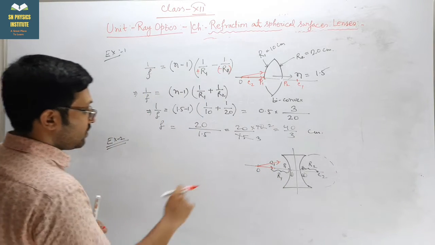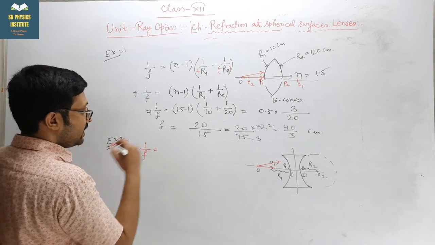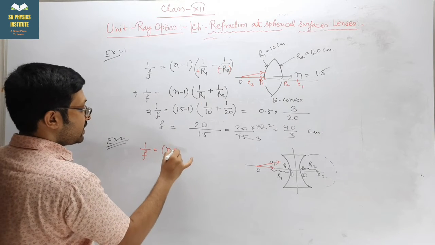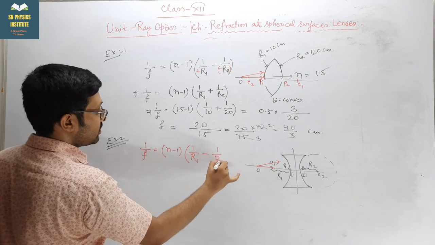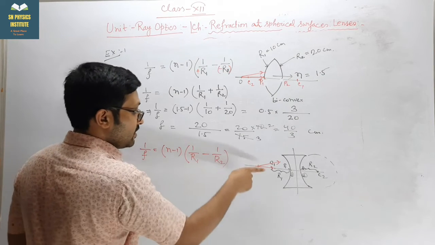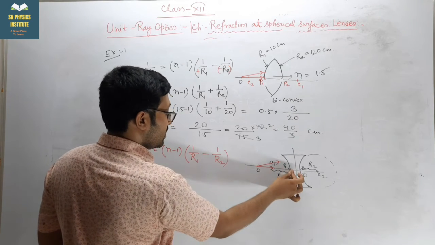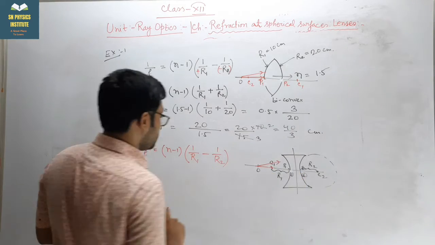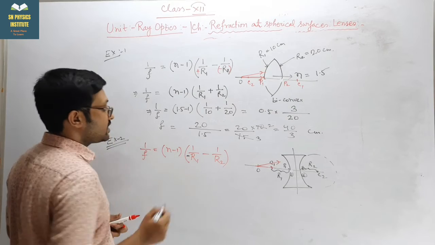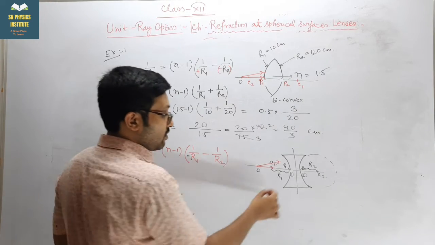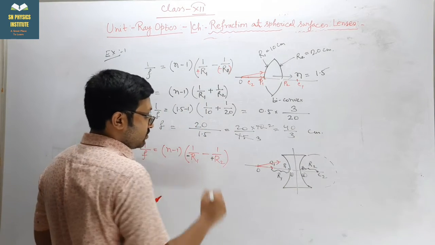Now for the biconcave lens, the lens maker formula is 1 by F is equal to n minus 1 into 1 by R1 minus 1 by R2. But see, the incident ray is in this direction, so R1 will be negative, so you write minus R1. And for R2, yes, R2 is positive.